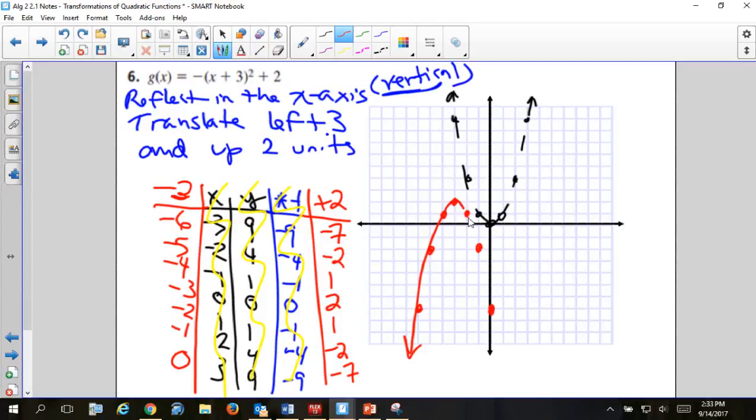Did that one have a stretch or a shrink? So it should be just the parent function reflected and translated. Should still have that out 1, down 1, out 2, down 4. It should have that same pattern.